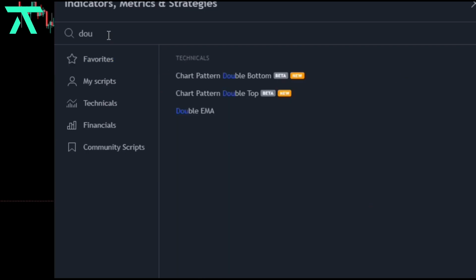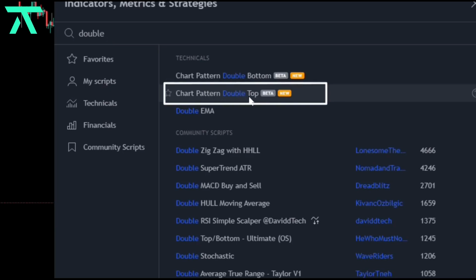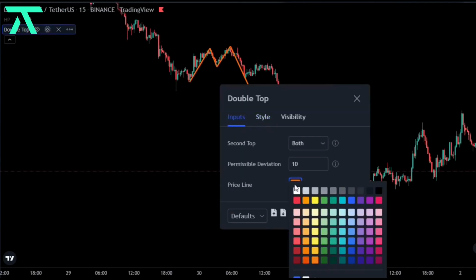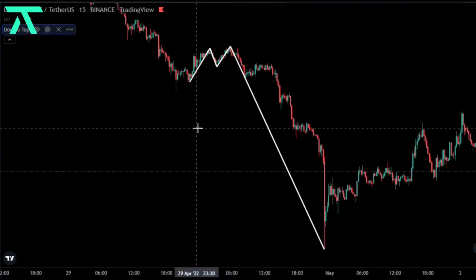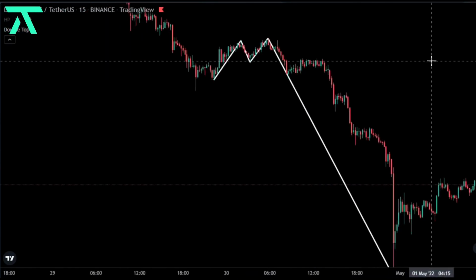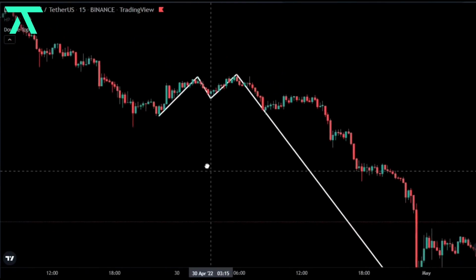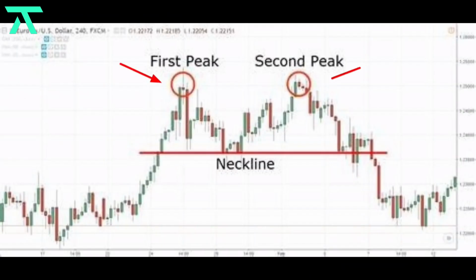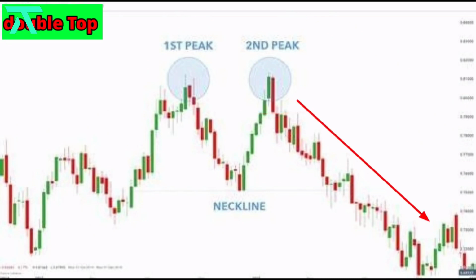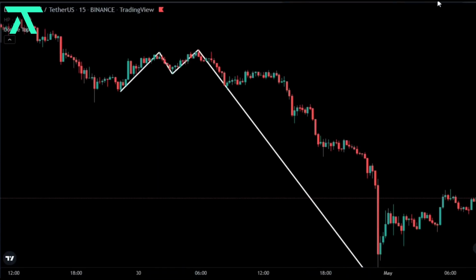Search for the double top indicator here. Add this indicator to the chart. From the settings section of the indicator, I change its color to white to see it better. Wherever this double top pattern is formed in the chart, this indicator finds it. For example, here it shows that this pattern is formed in the chart and the price falls based on this pattern. Here you can see in the pictures that the first peak was formed. When the second peak was formed, you can be sure that 90% of the time it leads to a fall in price. Here you see that exactly the same price drop has happened.